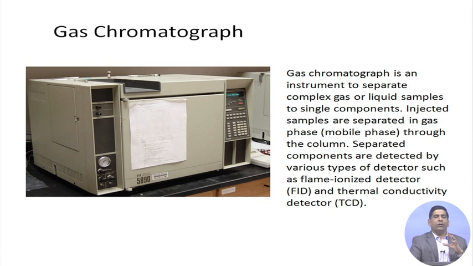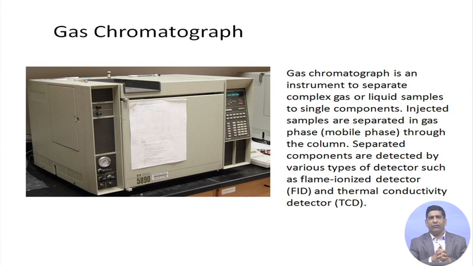Next, we have the gas chromatograph. The gas chromatograph is an instrument to separate complex gas or liquid. Although it is called gas chromatograph, a liquid can also be injected, but the liquid gets converted to gas before it is analyzed. Injected samples are separated in gas phase, which is the mobile phase, through the column. The separated components are detected by different kinds of detector. It could be a flame ionization detector, which is FID, or it could be TCD, which is a thermal conductivity detector, or ECD. There are different types of detector out there. So based on the analyte, different types of detectors are used.